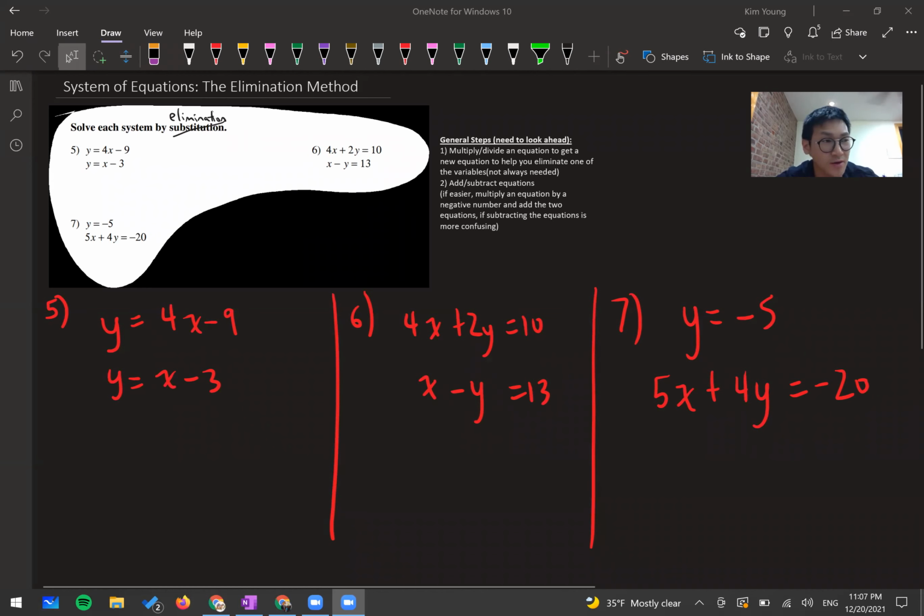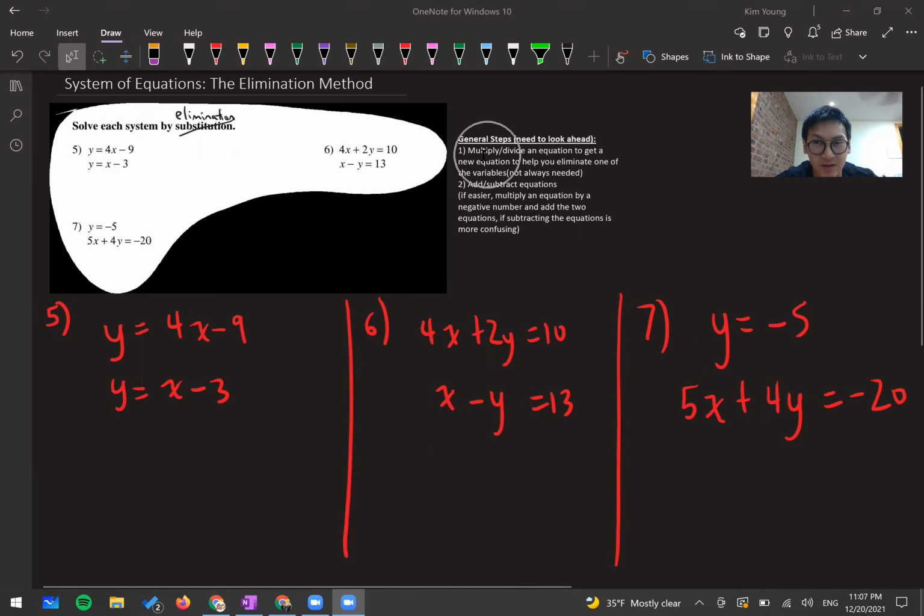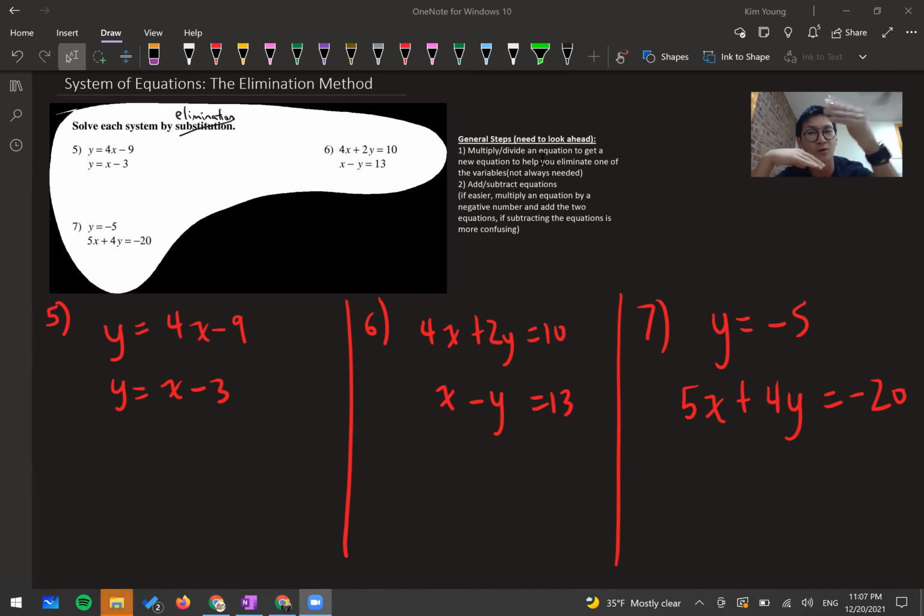This technique requires you to look ahead, because the heart of this technique is in step one, where you want to modify one of the equations by multiplying or dividing by a number, and then take that resulting equation and either add or subtract it to the other equation. That gets you a new equation that eliminates one of the variables, so that you can solve for one equation, one unknown.